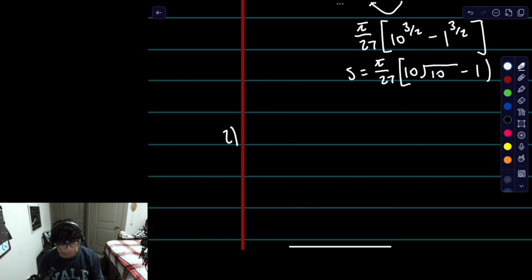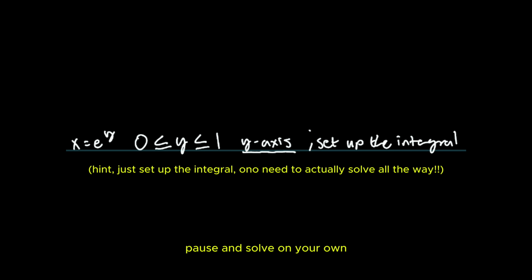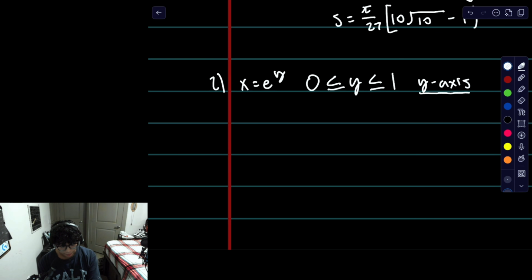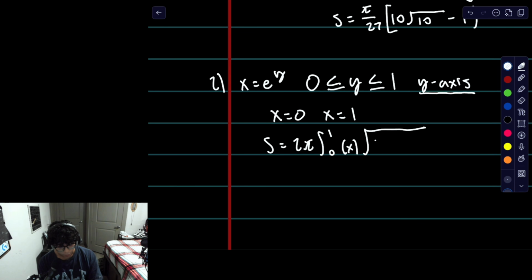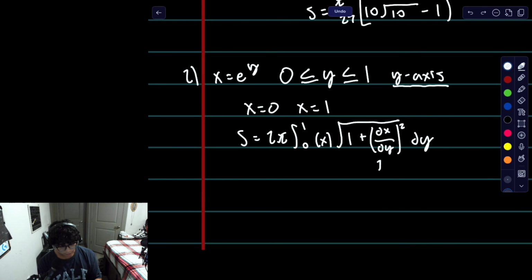I would now like you to do the second one on your own. Now if you notice, we are rotating about the y-axis, and our bounds are x equals 0 as well as x equals 1. So our surface area is going to be 2 pi times the integral from 0 to 1 of x times the square root of 1 plus dx over dy squared dy. And the reason we are deriving x is because our function is an x equals function.